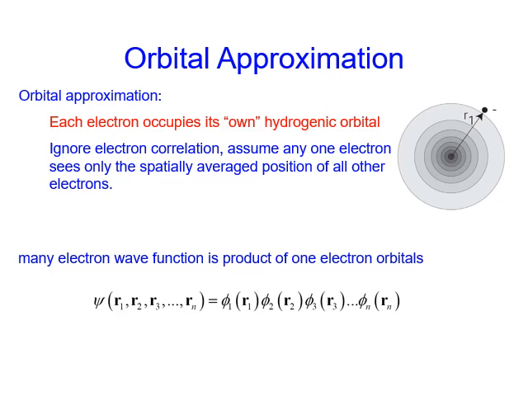The key approximation is called the orbital approximation. Under this approximation, each electron occupies its own hydrogenic orbital. We ignore electron correlation, and assume any one electron sees only the spatially averaged position of all other electrons. The many-electron wave function is therefore a product of one-electron orbitals.